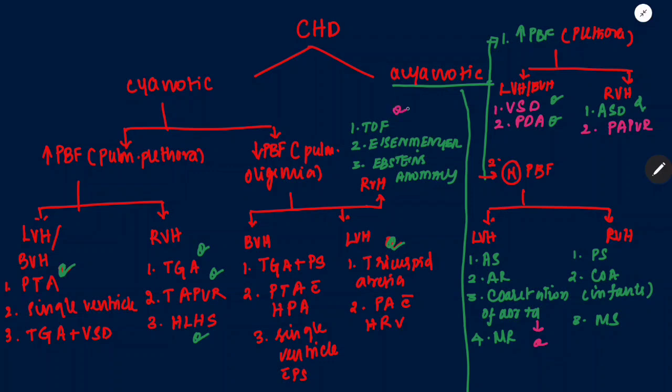Then there are TOF, Eisenmenger's and Ebstein's anomaly. Almost all of these are very important. If the question paper is set tough, they can ask mixed conditions like TGA plus VSD, TGA plus PS. These are all complex physiology. Okay, so take a screenshot of this and read it again and again, or make notes. This is very important, you must know this.